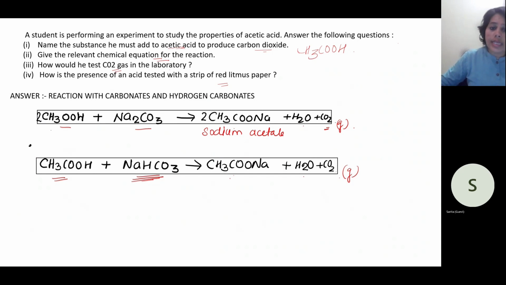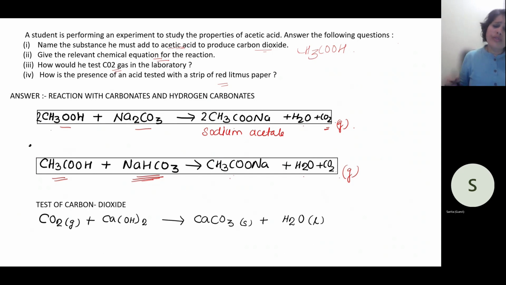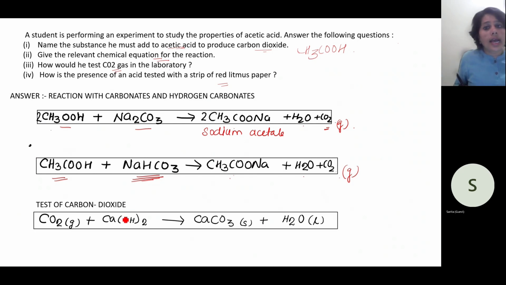Now, how will we test the carbon dioxide gas? Whenever we pass this carbon dioxide gas in lime water. So, what is lime water? It is calcium hydroxide, also known as slaked lime. So we will get a white precipitate. White precipitate of what? White precipitate of calcium carbonate plus water. So we can say the lime water will turn milky. Whenever carbon dioxide gas is passed in the lime water, we will get a white precipitate. So the lime water will turn milky. So this is a test for the carbon dioxide gas.